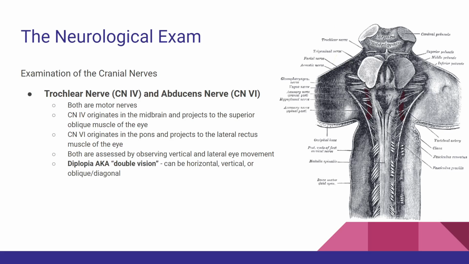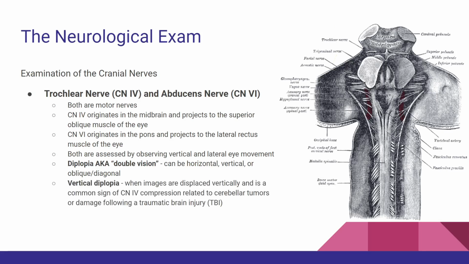And this can cause a doubling of vision either horizontally, where you have 2 of the same image side by side, vertically, where the image is doubled with one below and one above, or oblique, or in a diagonal direction, where you get both the horizontal and the vertical doubling at the same time.